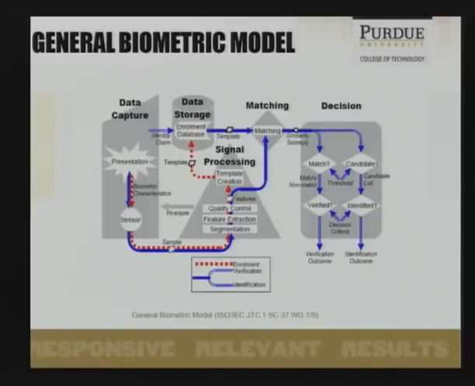Now, the really nice thing about biometrics is typically it all follows the same model, regardless of modality, which is kind of nice in some respects. So if you take a look at that, there are data capture, data storage, signal processing, matching, and decision silos in that chart. And you can see that there are two different lines that go through that figure. The red dotted line is the enrollment line, and the blue line is the verification or identification or recognition line.